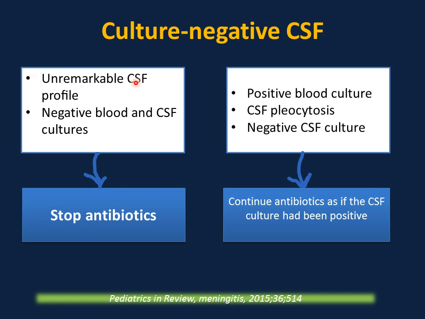If you have an unremarkable CSF profile and negative blood and CSF cultures, discontinue antibiotics. If you have a positive blood culture, CSF pleocytosis or increased white blood cell count in the CSF, and negative CSF cultures, in this case you continue antibiotics because you have a positive blood culture and the possibility of meningitis because of the abnormal CSF profile, as if the CSF culture had been positive.